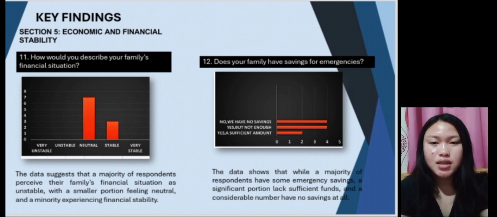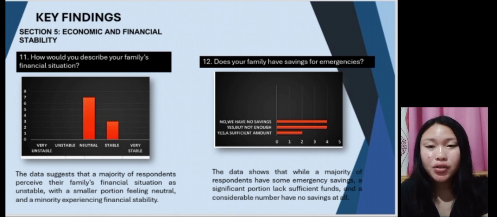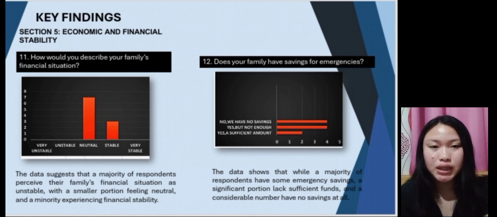So, next is section 5, economic and financial stability. So, number 11, how would you describe your family's financial situation? Based on the result of our survey, the data suggests that a majority of respondents perceive their family's financial situation as unstable, with a smaller portion feeling neutral and a minority experiencing financial stability.